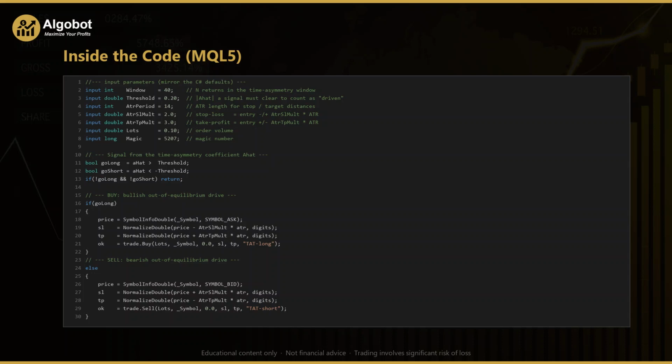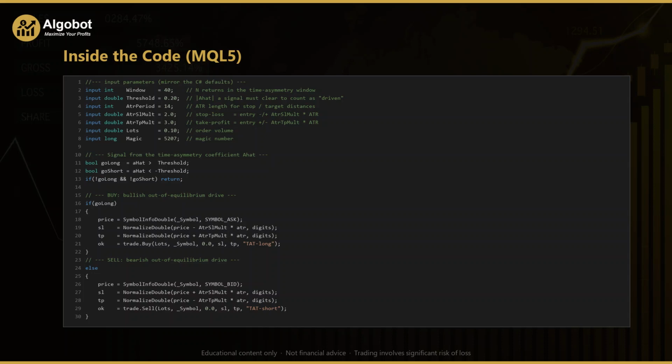ATR period, AtrSlMult, and AtrTpMult govern the volatility-based stops and targets, and lots and magic handle order size and the identifier for this strategy's trades. Below the inputs is the heart of the signal. The code computes two booleans. Go long is true when A hat is greater than the threshold, and go short is true when A hat is less than the negative threshold.